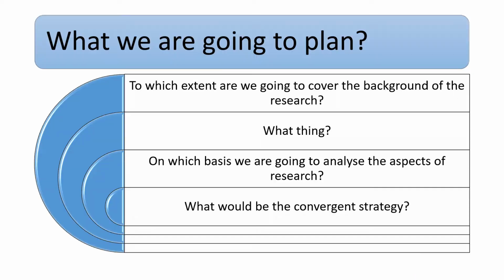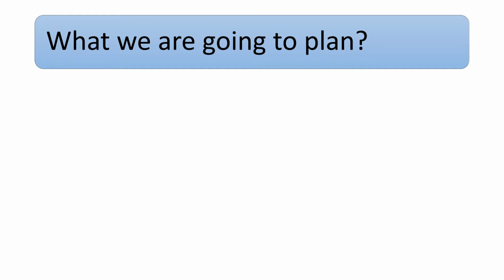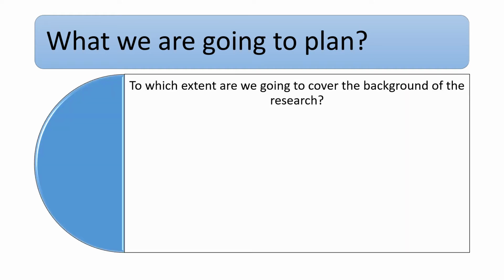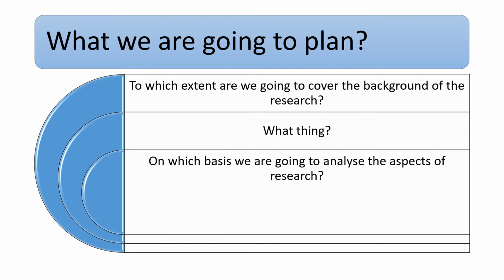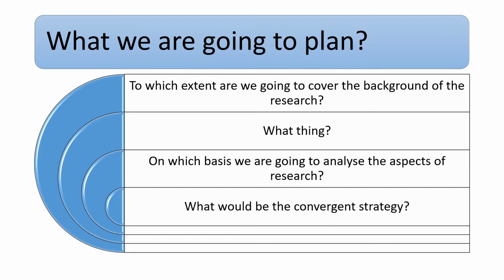So in all, what we are going to plan? To which extent we want to go in the historical background? On which basis we want to analyze the aspect of research, that analyzing strategy, that converging strategy. We will move to the converging strategy in detail. But now let us move very fast to what are the types of sources of research?